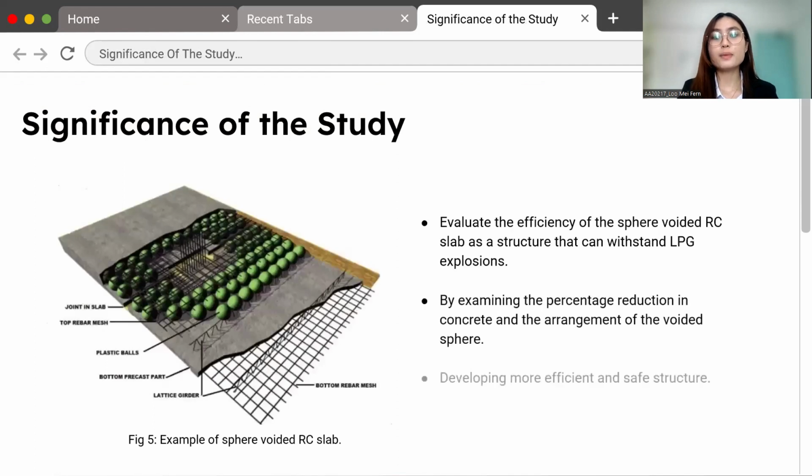The significance of my study is to evaluate the efficiency of the sphere-voided RC slab as a structure that can withstand LPG explosion. By examining the percentage reduction in concrete and the arrangements of the voided spheres, this research will develop a more efficient design standard for the blast-resisting slab.